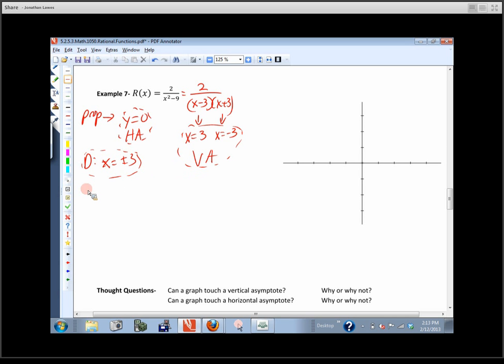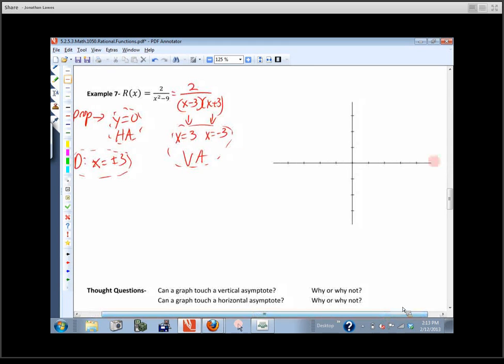You with me? Okay, now let's go over here and let's start drawing this. So the horizontal asymptote is y equals 0. So I'll draw that. Y equals 0 is our horizontal asymptote. At -3, I've got a vertical asymptote, and at +3, I've got a vertical asymptote. Any holes here? Do I have any other information?